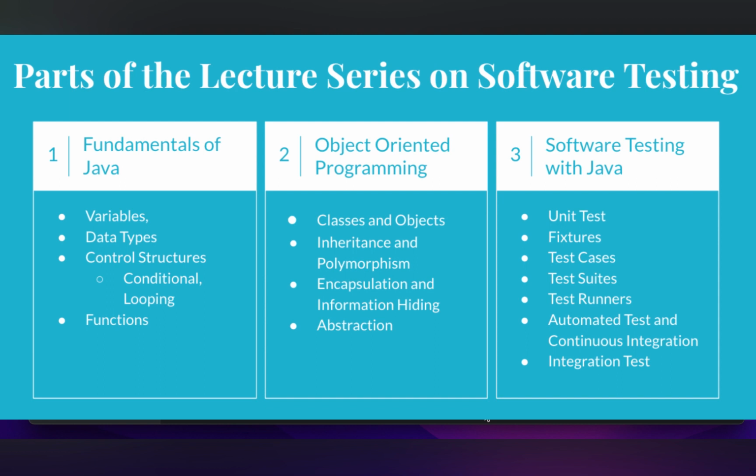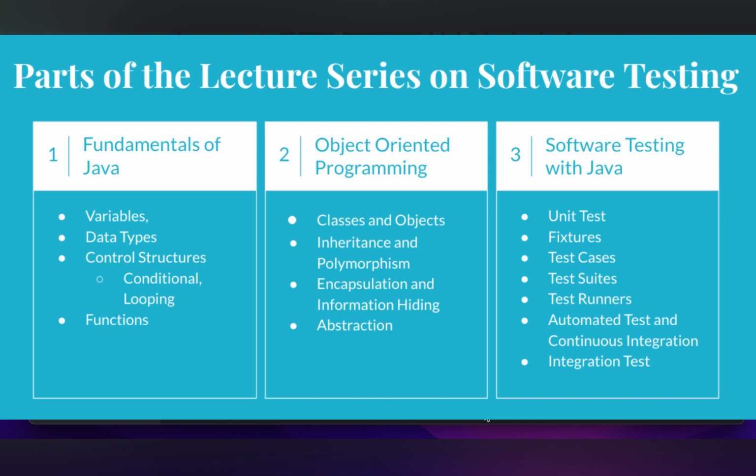The second part of this lecture series is about object-oriented programming with Java. In this section, I will delve into the principles of OOP using the Java programming language. You'll learn about classes, objects, inheritance, polymorphism, encapsulation, information hiding, and abstraction, which are the pillars in the realm of object orientation. Understanding object-oriented programming is very essential for effective Java programming and testing.